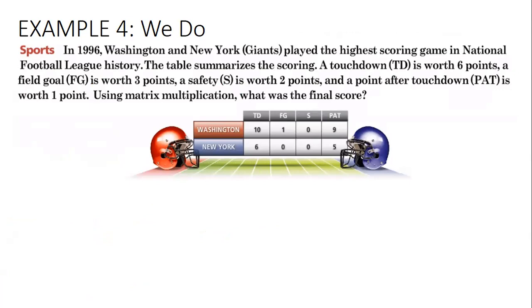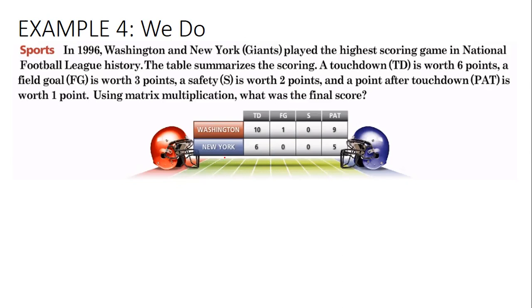In 1996, Washington and the New York Giants played the highest scoring game in National Football League history. The table summarizes the scoring. A touchdown is worth 6 points. A field goal is worth 3 points. A safety is worth 2 points. And a point after touchdown is worth 1 point. Use matrix multiplication to determine what happens.